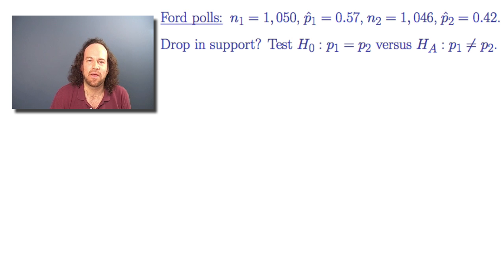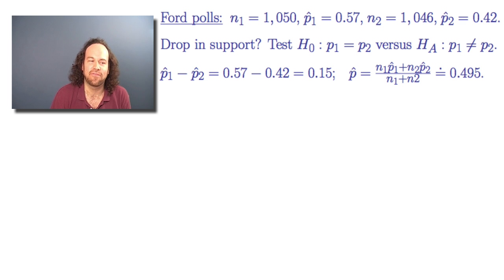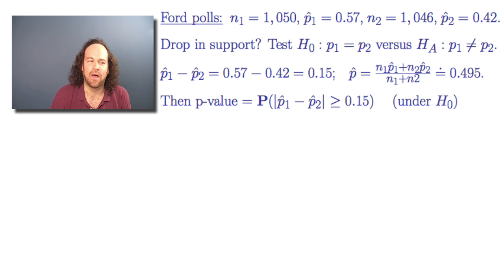And we want to test whether P1 equals P2 or whether P1 is not equal to P2. Well, in our observations, P1 hat minus P2 hat, of course, was 0.15. So we observed a 15% drop in support. We also compute this pooled value for P hat, which works out to 0.495. And now we can say, well, the p-value should be the probability under the null hypothesis that we would observe a difference in P1 hat minus P2 hat which was at least as big as the observed difference, which is 0.15, even under H0, which assumes P1 equals P2.